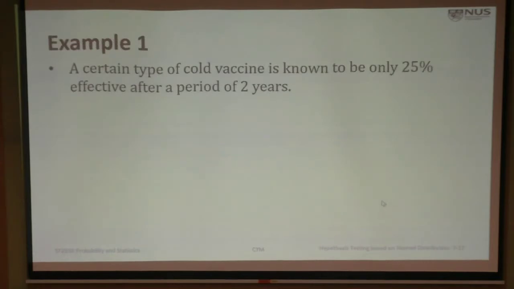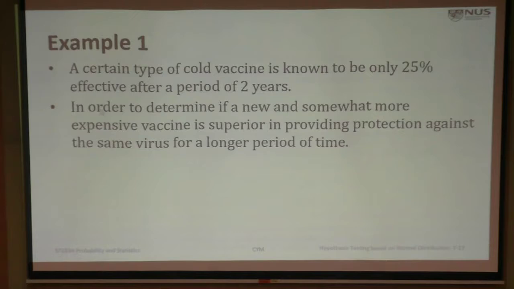All right, let's look at this example. Suppose we have a certain cold vaccine known to be 25% effective after 2 years. Now we have a new and more expensive vaccine that is supposed to provide a longer period of protection against the virus. So what does it mean? In other words, after 2 years, we expect p equal to 0.25.